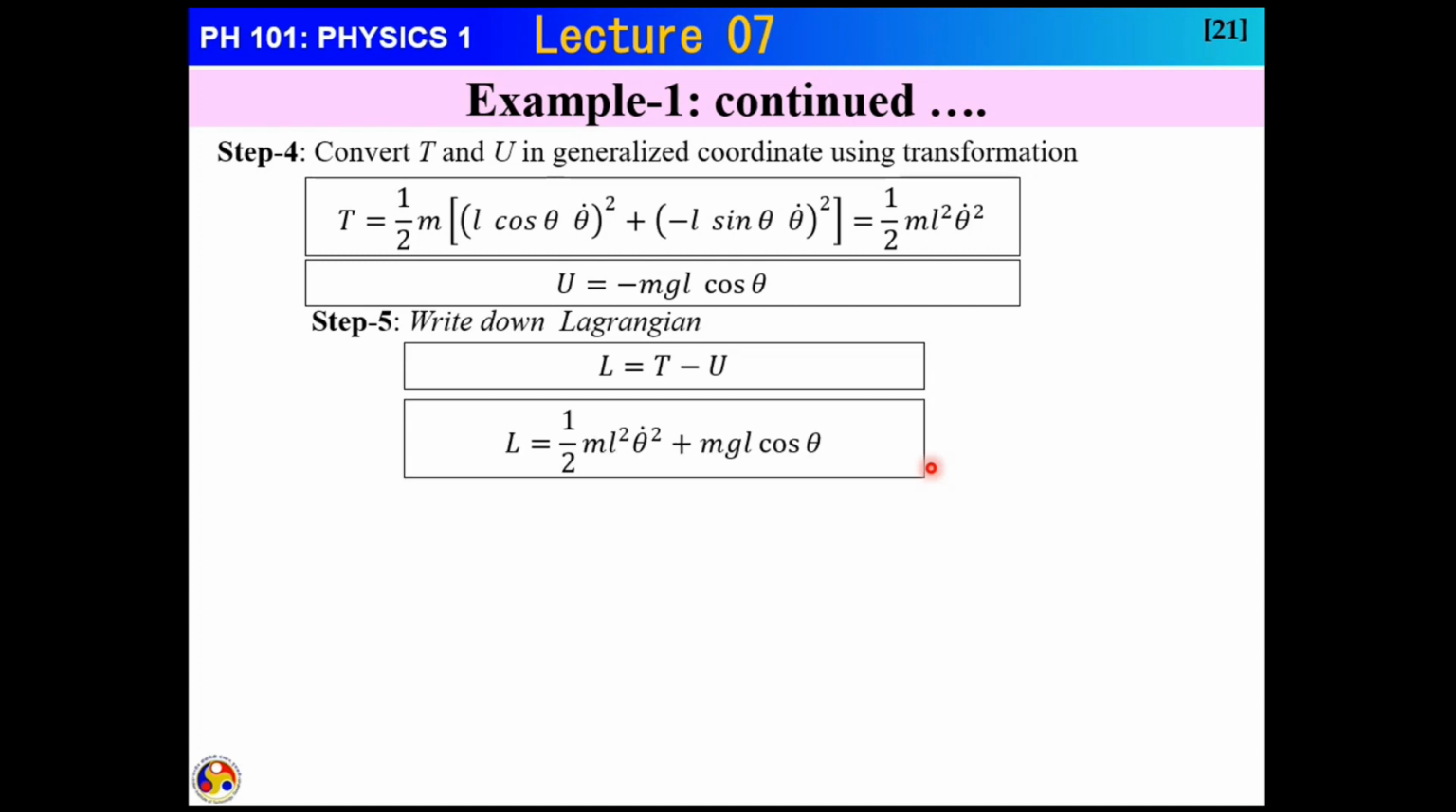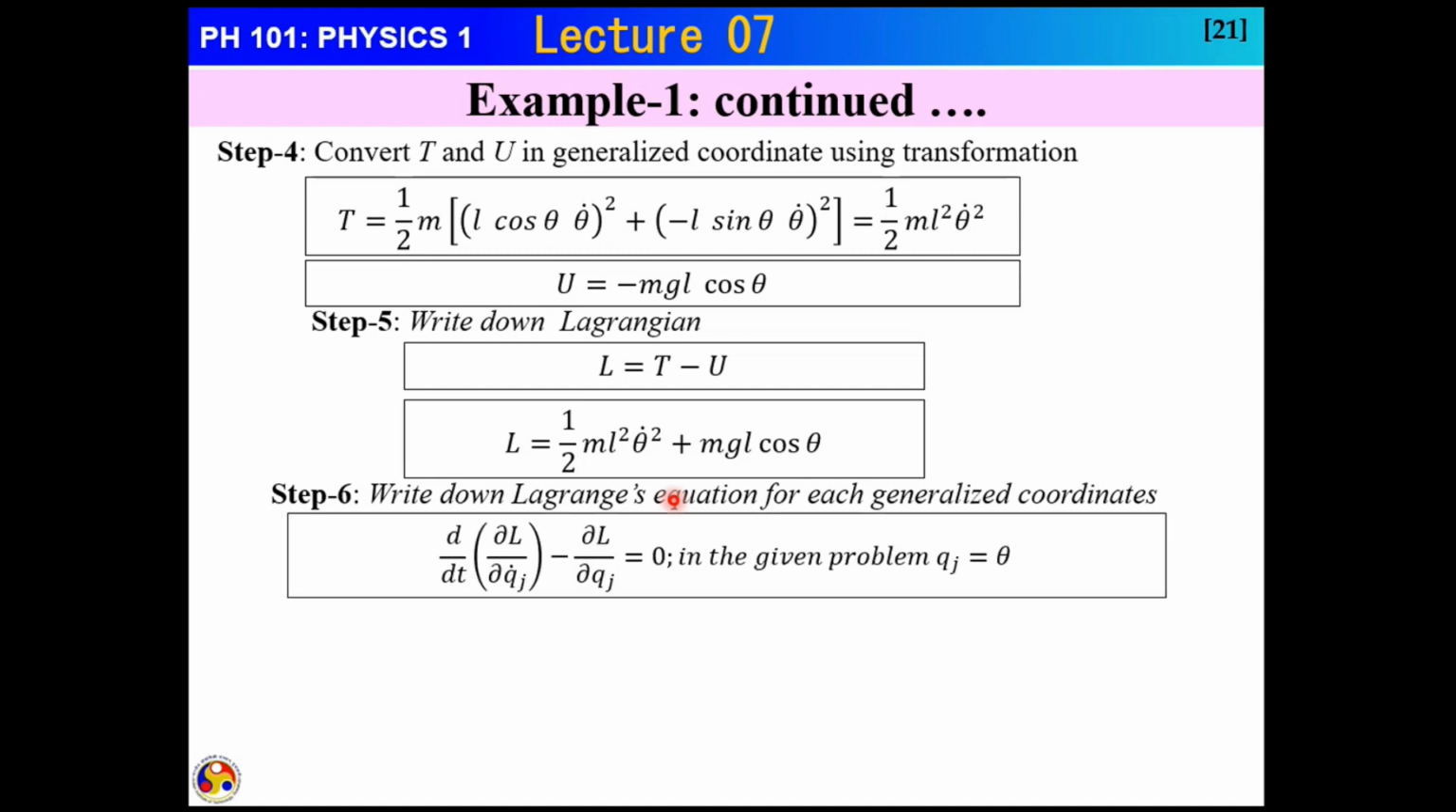I hope it is clear up to here. We have not done anything great here, just writing the kinetic energy minus the potential energy. Then we are going to write down the Lagrange equation. So what are we going to do? How are we going to do so?